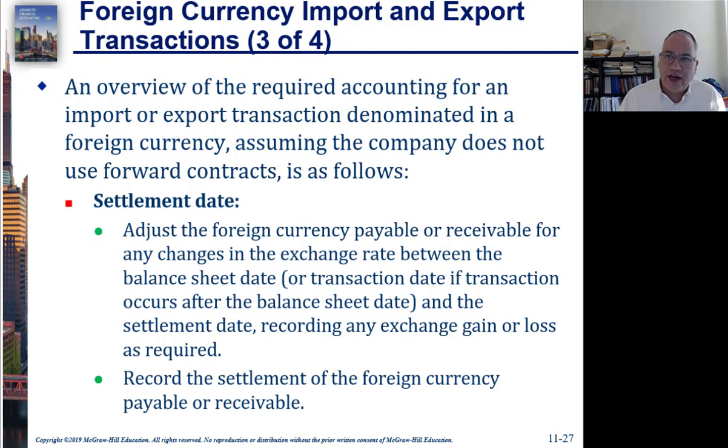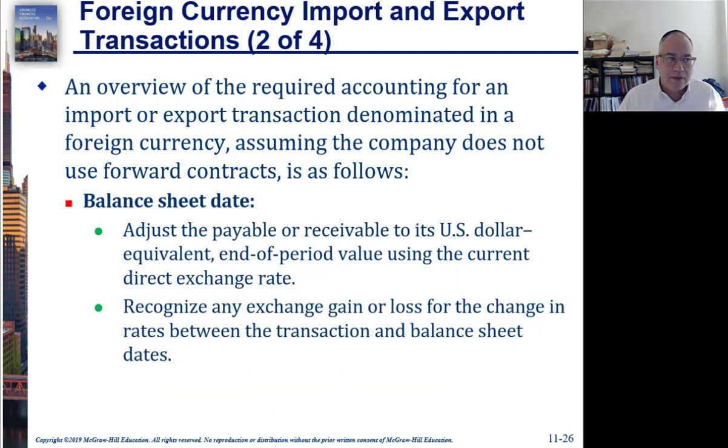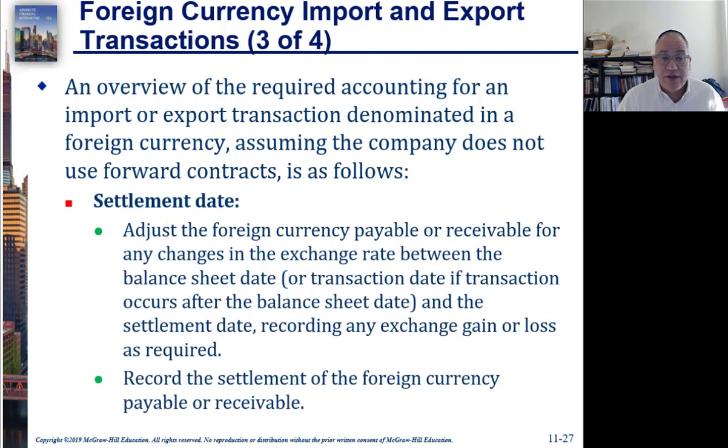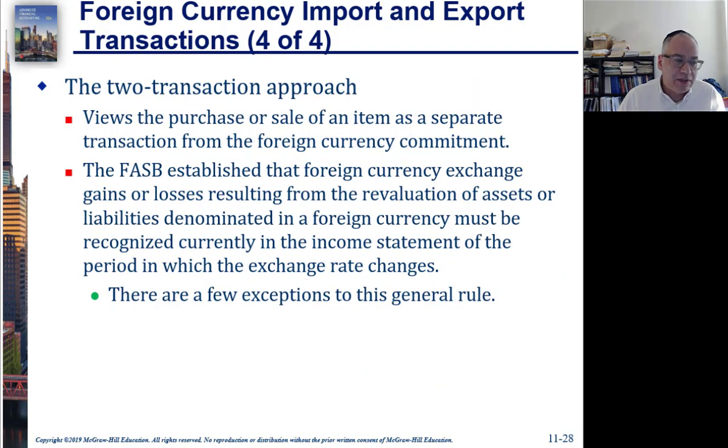So basically everything gets translated again. It gets recorded at the US dollar equivalent on the original date of transaction. It gets translated into the new value, in other words, marked to market value, so to speak, on your next balance sheet date and any subsequent balance sheet dates. And then you have what's called the settlement date, where you would record any additional gain or loss when you either pay off your payable or you collect your receivable. And the book differentiates between what they call a two-transaction approach and a single-transaction approach.